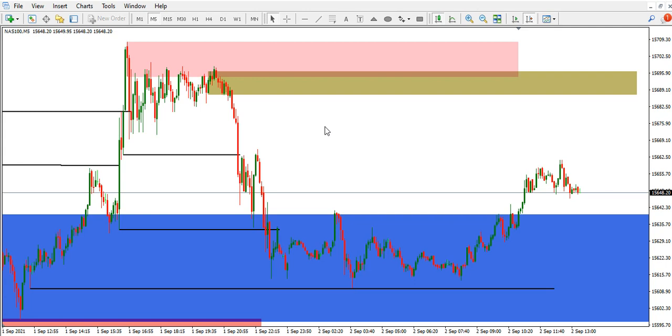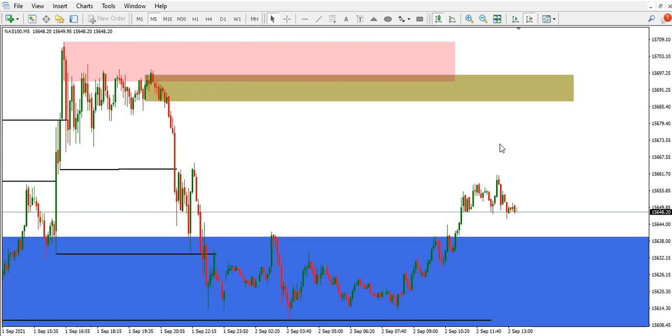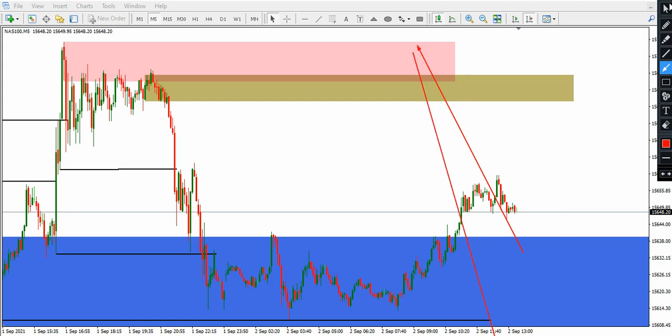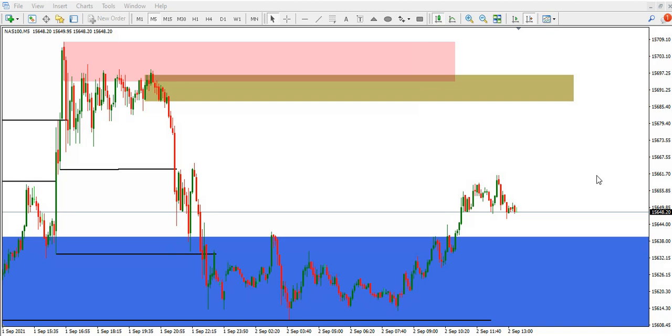So now we expect price to go up, to come up to this here, and then go down again to clear all the liquidity that is below. Okay, so this is what I see on NASDAQ at the current moment.